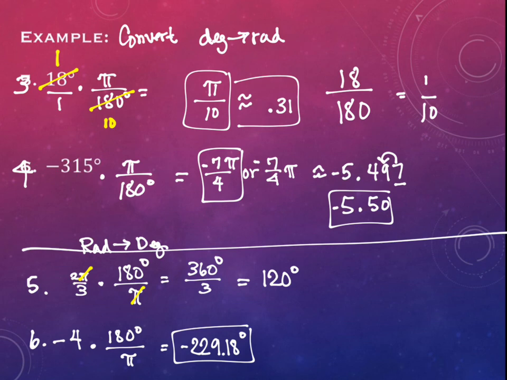All right, any questions on those going back and forth between the two? Do make sure you put the pi and the 180 in the right place. If you flip it around, you're going to get the wrong answer. So if something feels kind of funny, if pi's aren't canceling, things like that, maybe double check that you've got those in the right place.